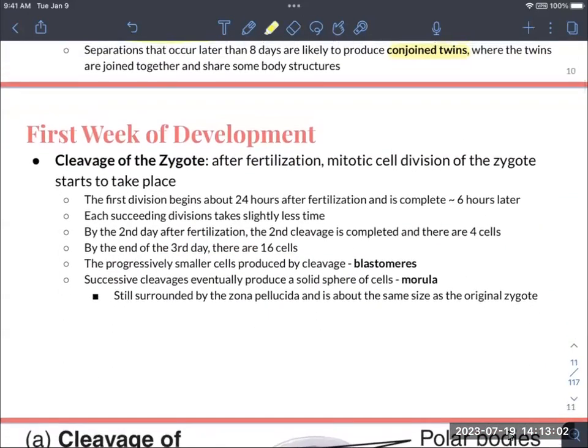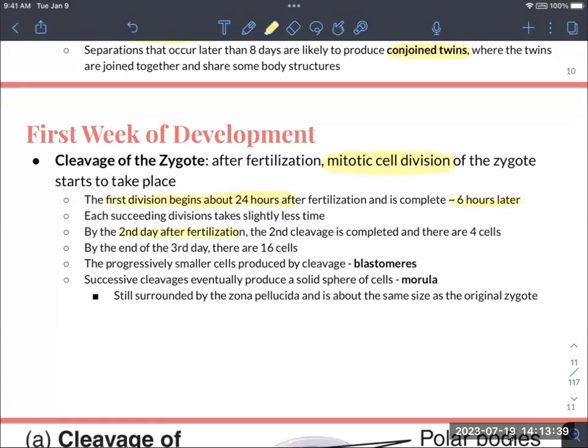So cleavage of the zygote. This is still happening in the first week. What we are doing is mitotic cell division. So one cell divides to two, two cells divide to four, four cells to 16, and so on. They keep dividing. That first division takes place about 24 hours after that fertilization, and it takes 6 hours to do. Each time the cells divide after that, it gets faster and faster.